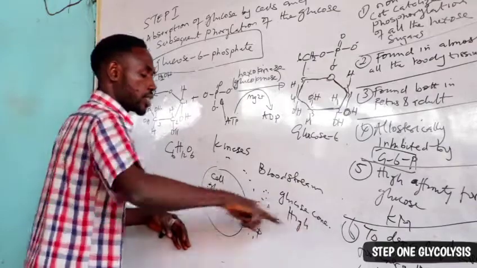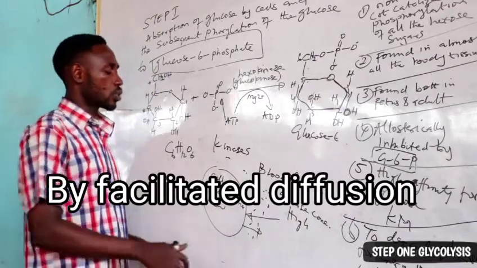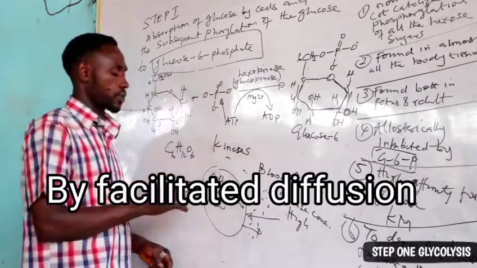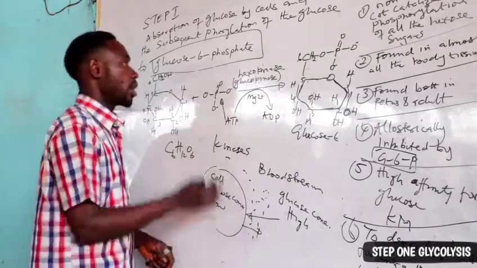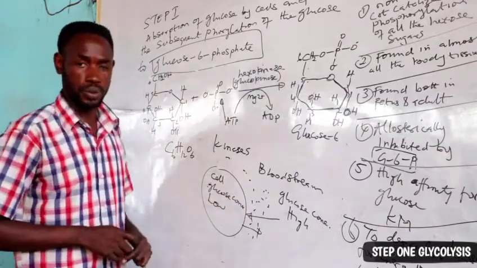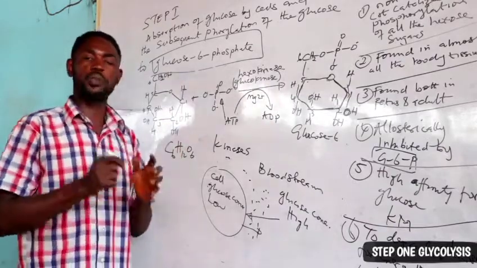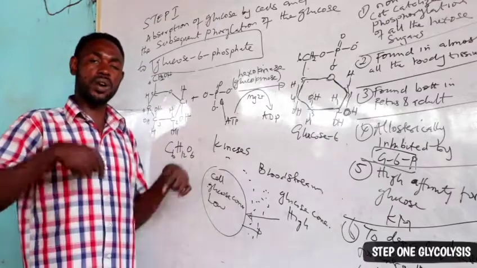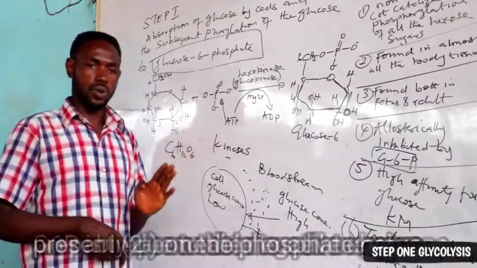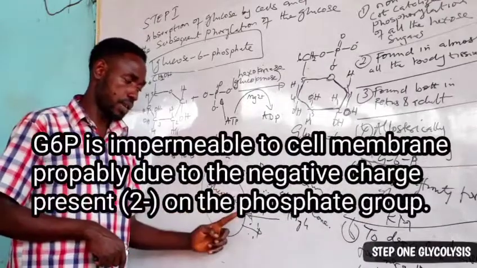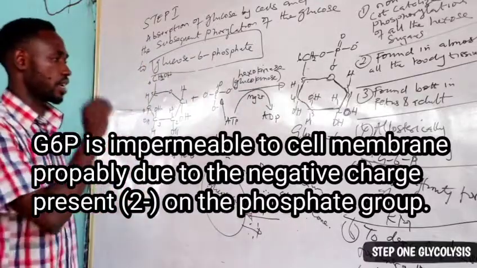It still moves out of the cell, by diffusion or facilitated diffusion, whichever. So to stabilize it is to convert it to glucose 6-phosphate, which is not permeable to cell membrane. So glucose is permeable to cell membrane, whereas glucose 6-phosphate is not. So why is glucose converted to glucose 6-phosphate? To trap glucose inside the cell. So glucose is found stable inside the cell only in the form of glucose 6-phosphate. Glucose 6-phosphate is impermeable to cell membrane, while glucose is permeable. So that's the major reason for this stage.